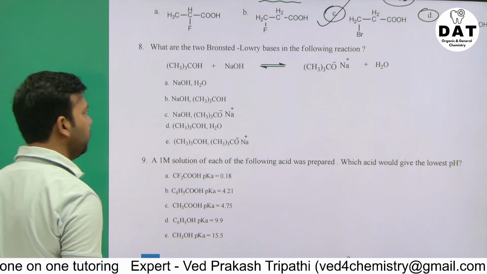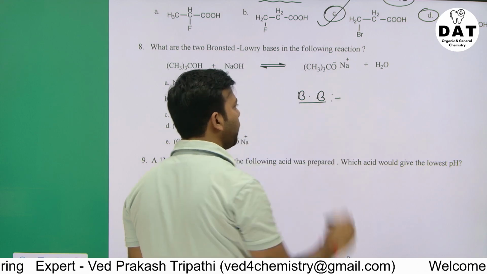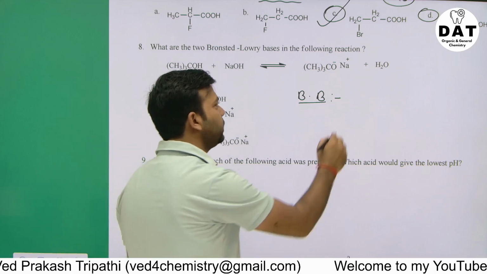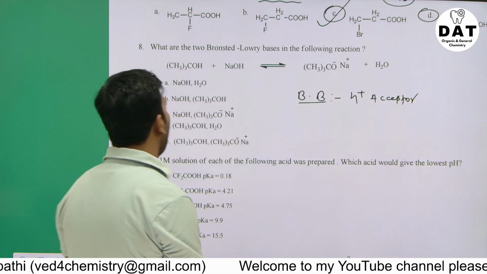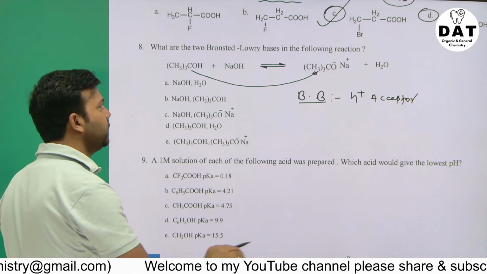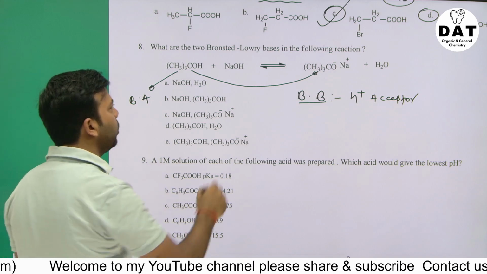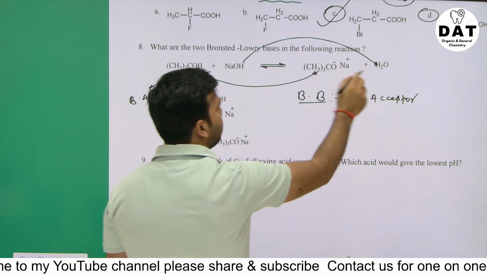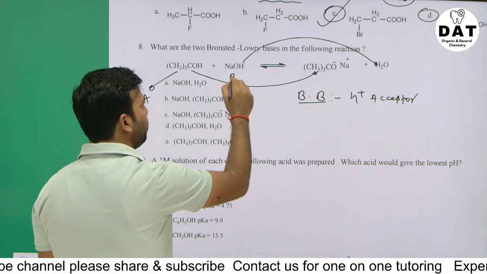Now question number 8. Bronsted-Lowry base. So what is a Bronsted-Lowry base? Bronsted bases are proton acceptors. Okay. So if you look at this one, COOH to COO minus, there is a loss of hydrogen on the right hand side. So this is a proton donor. So this is a Bronsted acid. And if you look at NaOH to H2O, there is an extra proton on the right hand side. So this is a proton acceptor, so a Bronsted base.